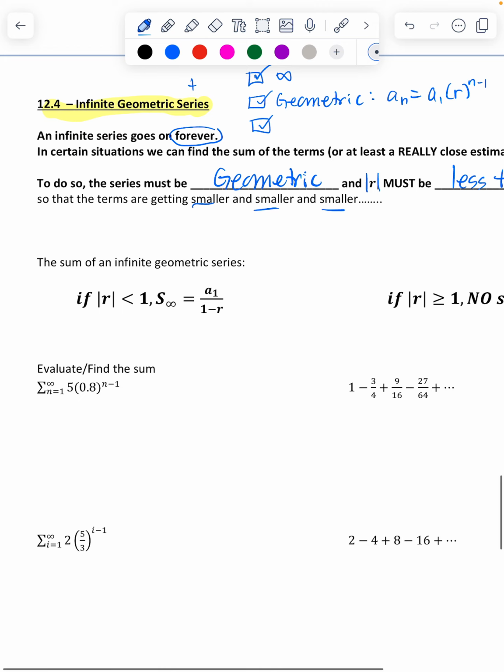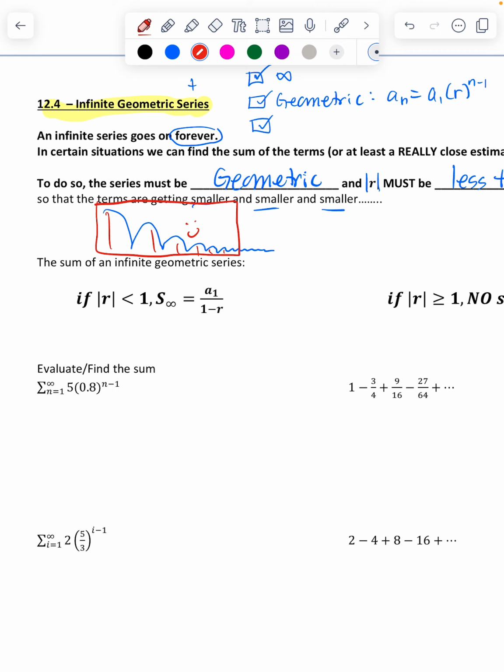So I always think of it like a bouncing ball. If I'm bouncing a ball and it goes half as high, half as high, half as high, and it keeps getting half as high, you would be able to say, hey, the total of the heights, if I added all these up, would be a pretty good answer, because the part after this is so close to zero that adding it in won't really change anything. That would be a scenario where your ratio is less than one, so it's getting smaller.